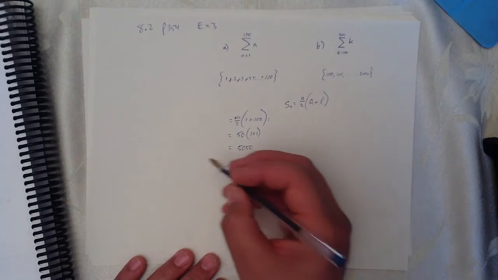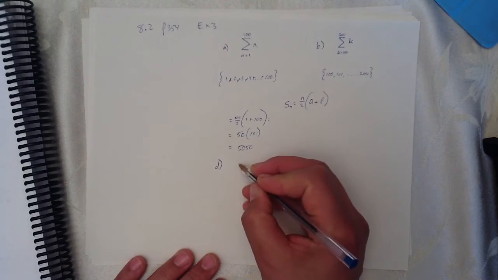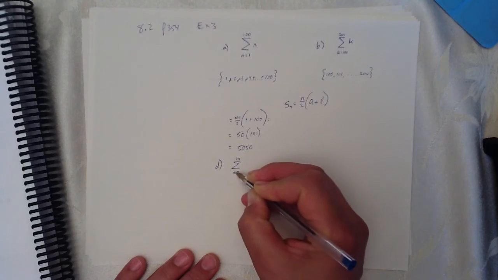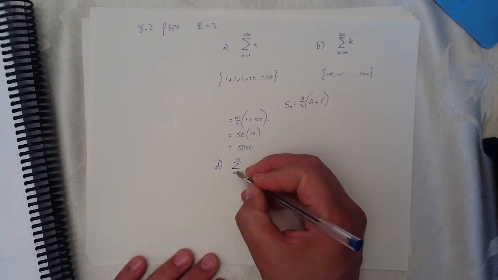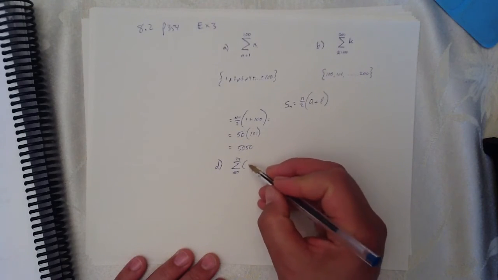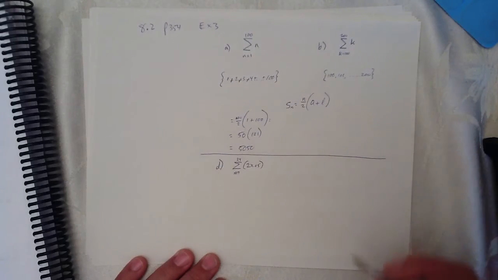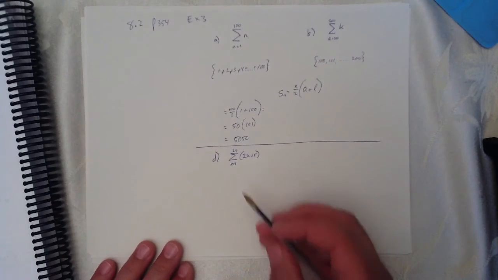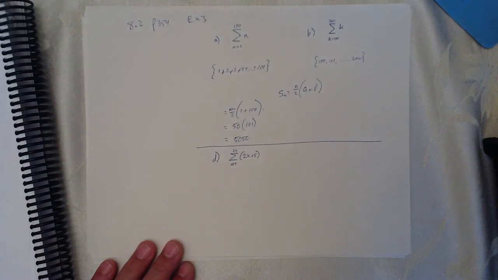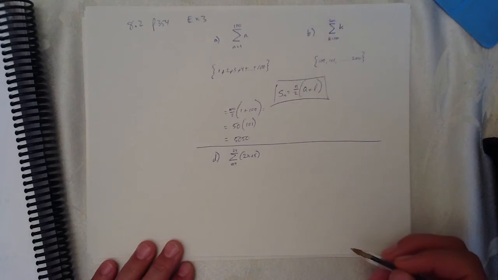Why don't we do D? D has the sum to 24 from x equals 7. Sorry, that's kind of tiny and hard for you to see. And the expression is 2x plus 5. That means from 7 to 24, 2x plus 5 is how we figure out each of the terms. So we can still use this formula. We just have to figure out a and l.